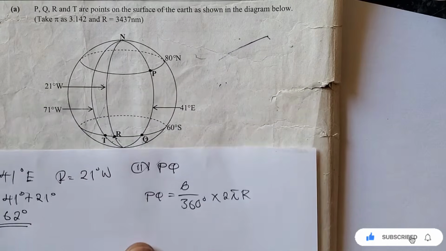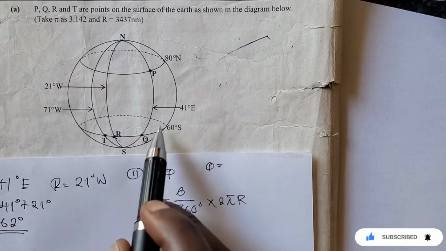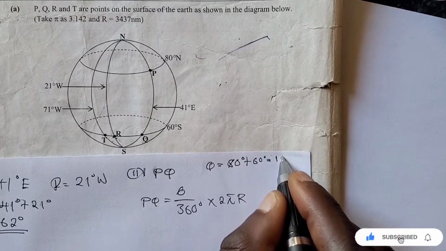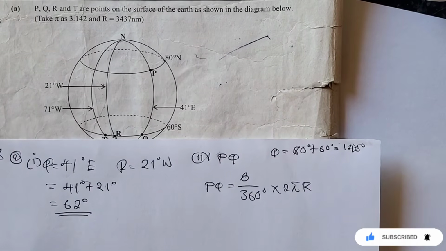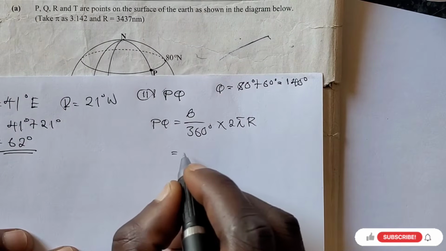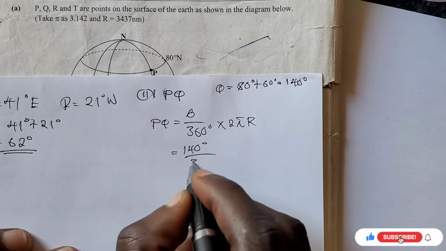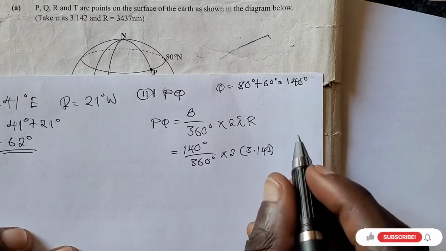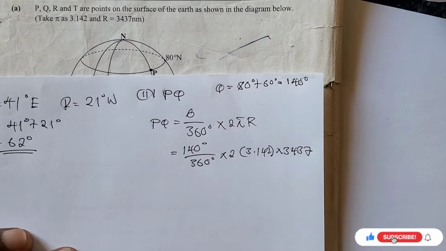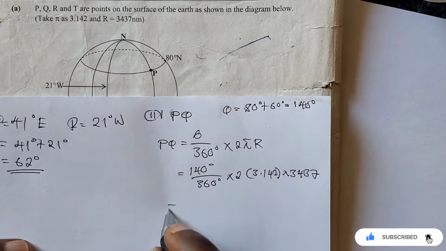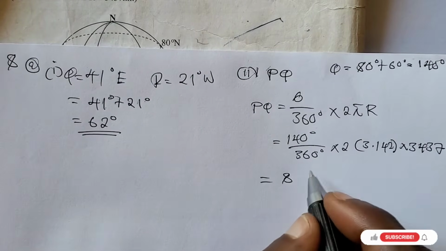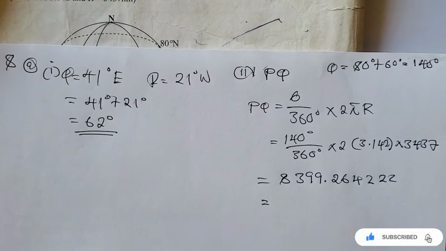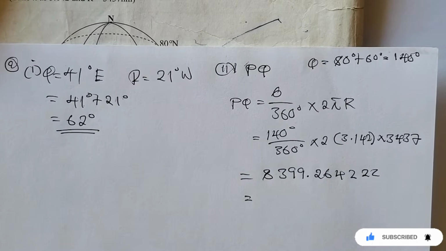Are we together? If you check nicely here, our theta will be: P is on 80 degrees north, Q is on 60 degrees south. So we're going to add 80 degrees plus 60 degrees, we're going to have 140 degrees. So let's substitute: 140 over 360 degrees times 2 pi, we're told to use 3.142, yes, 3.142. Radius is in nautical miles, so 3,437. Someone punch these in the calculator. This is giving us 8,399.264222.